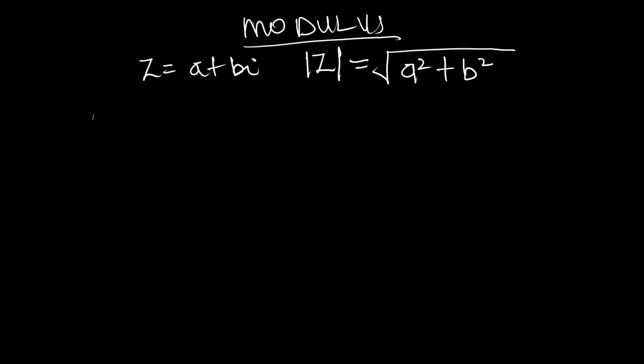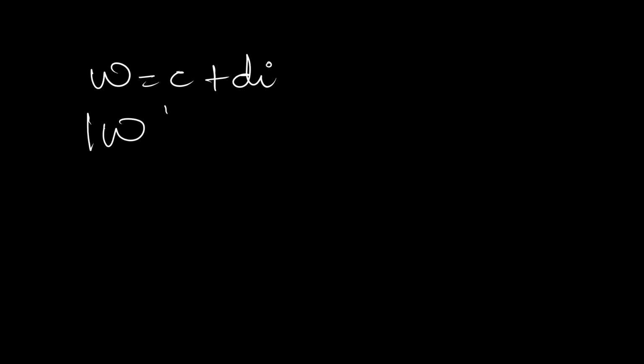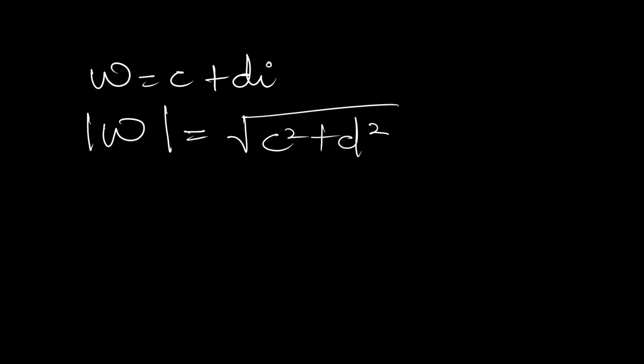So when we have a complex number omega equals c plus di, the modulus of omega, which is the absolute value of omega, is going to be the square root of c squared plus d squared.